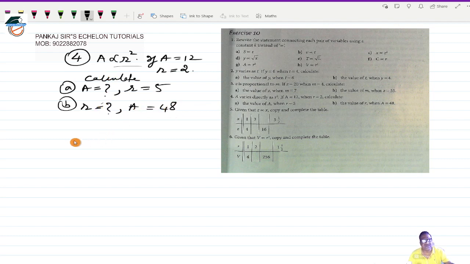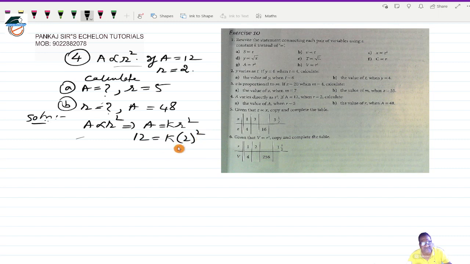So as usual, solution, we are told that A is directly proportional to R square. This implies that A is equal to K times R square. Now, one set of value of A and R is given. So I'll put that in this formula. A is given as 12 when R is equal to 2. So I'll write 2 square over here times K.